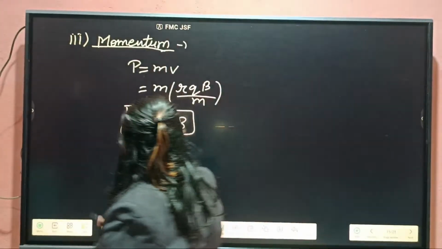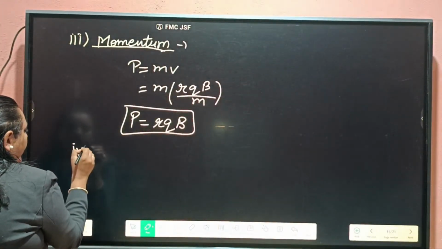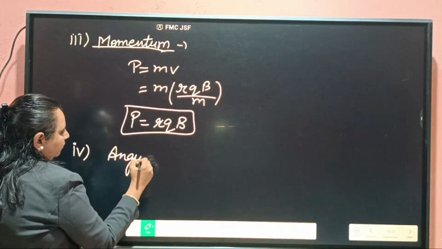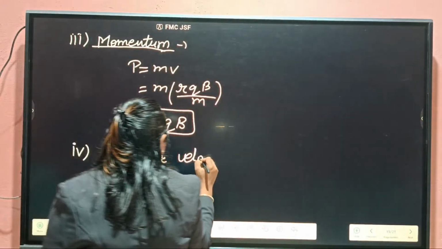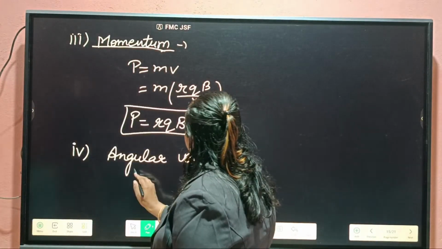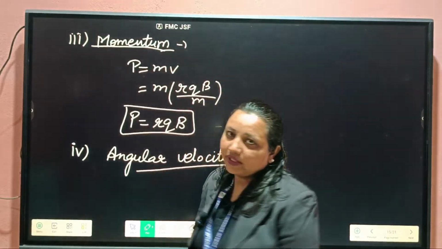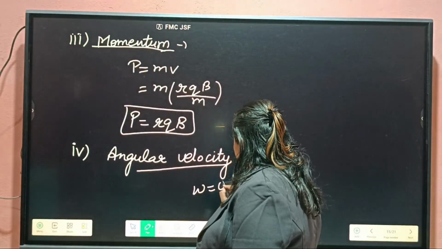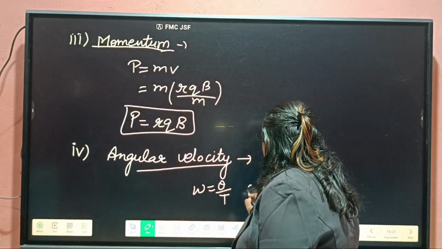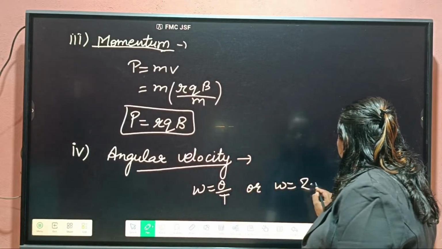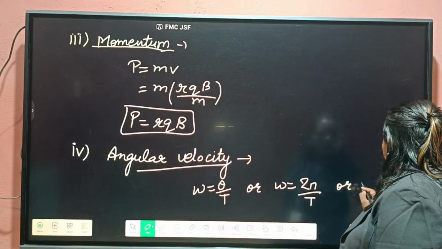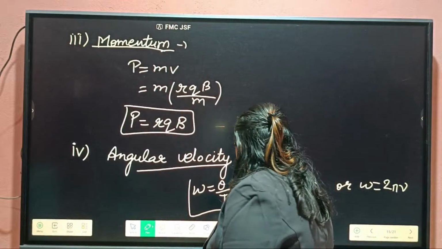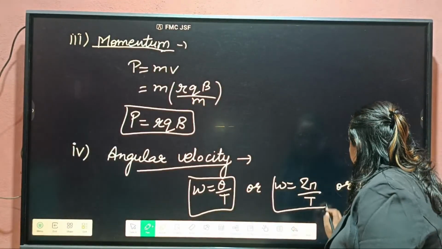Next, if we have to find the angular velocity with which it moves, how can we find it? What is angular velocity? It is the rate of change of angular displacement, that is omega is equal to theta by t, or omega is equal to 2 pi by t, or omega is equal to 2 pi nu. These are the three formulas for the angular velocity.